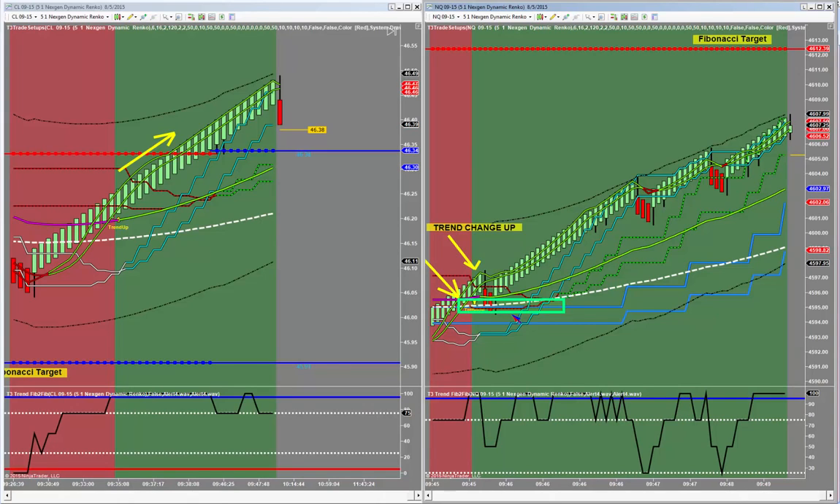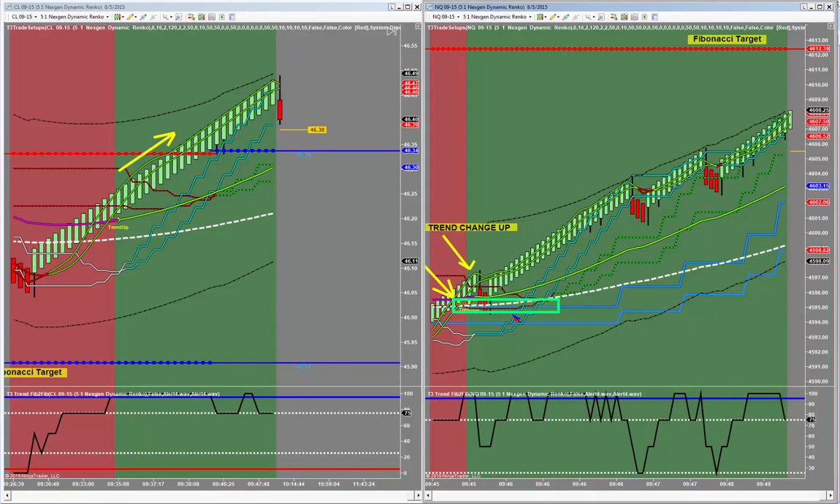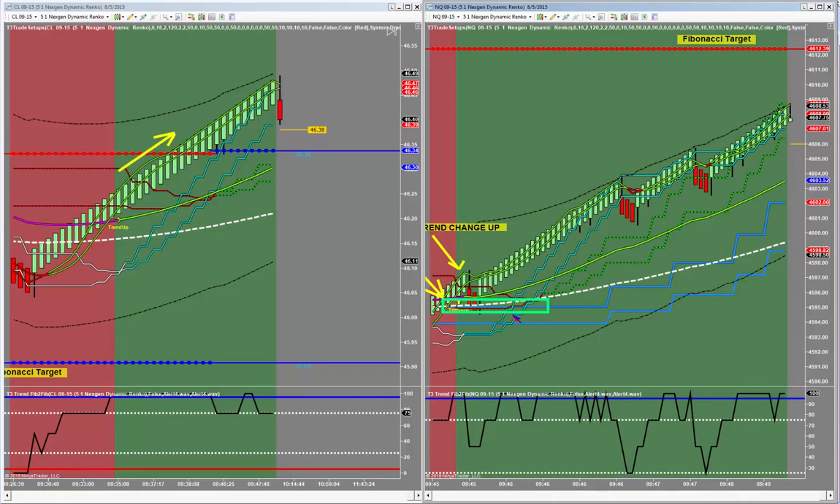Steve, NinjaTrader's done something to it. I don't know what happened. So I've got a new version that I'm working on, which will be much cleaner and not have any technical issues.